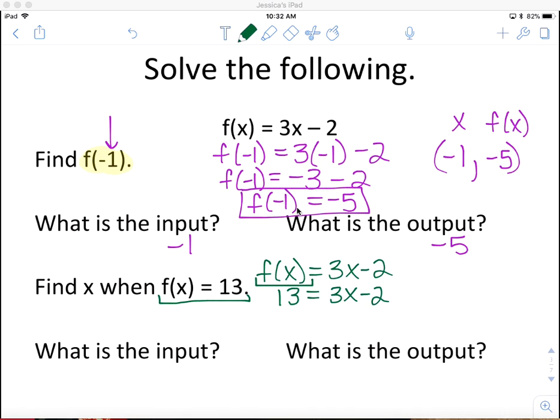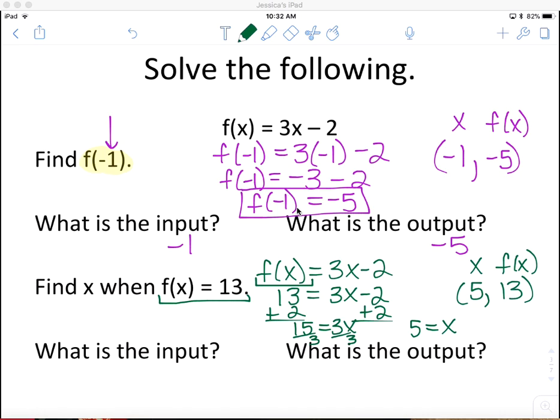Since it says find x, I need to get x by itself. So I'm going to add 2 to both sides. And then I'm going to divide by 3 to find that x is 5. Again, if I think about this as a coordinate, what I just found is that when my input is 5, my output is 13. So the input is 5, output 13.